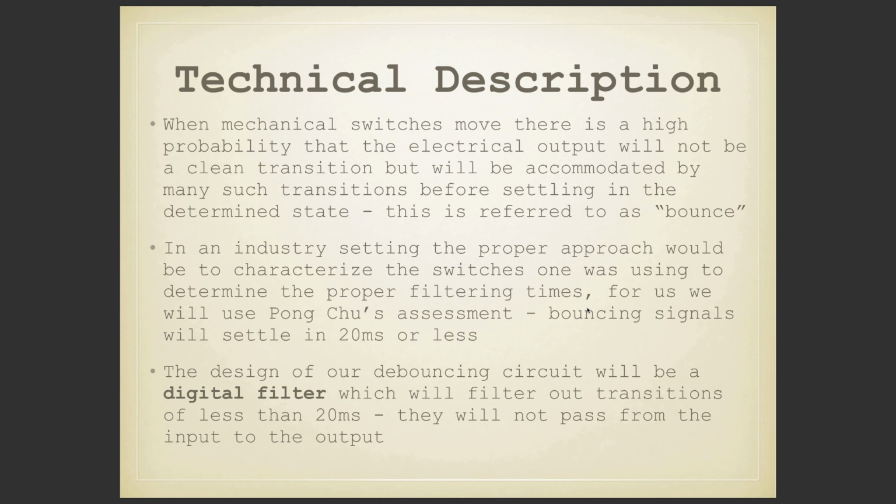The debounce state machine is implemented in order to deal with mechanical switches. When a mechanical switch moves, there is a high probability that there will be contact, no contact, contact, no contact, as the metal is sliding across the other piece of metal. We call this a bounce. For a certain period of time, as the switch is transitioning, the output of the switch is bouncing.